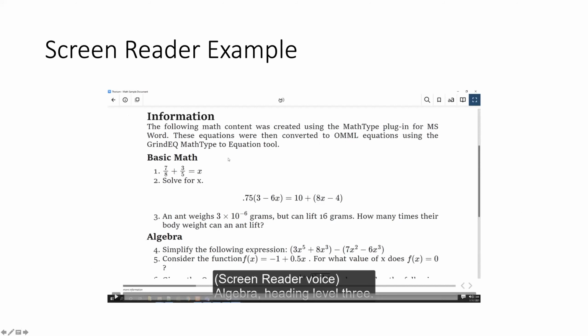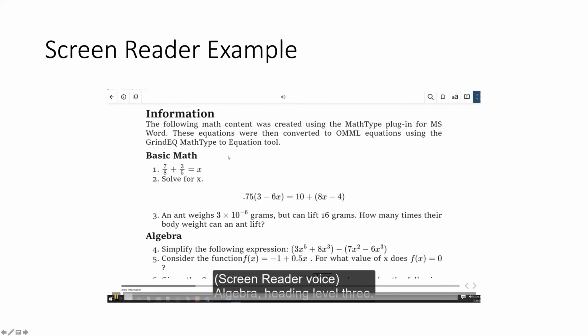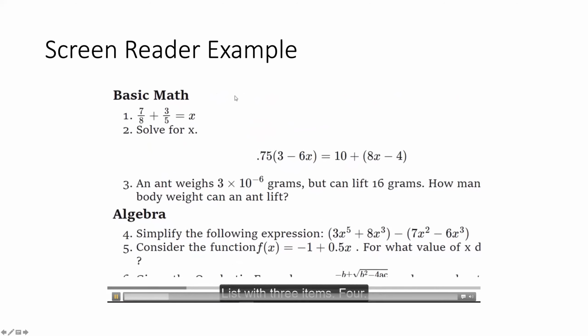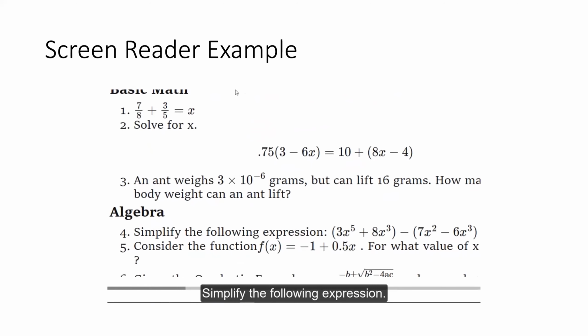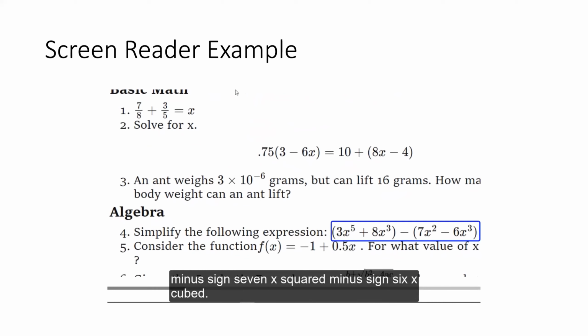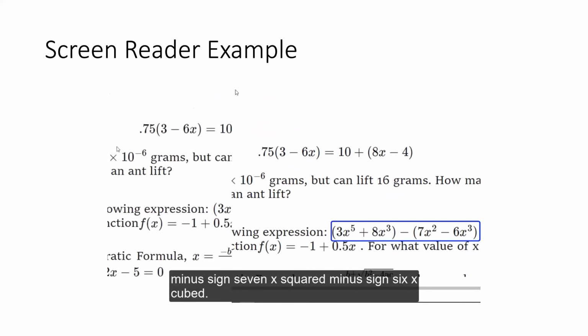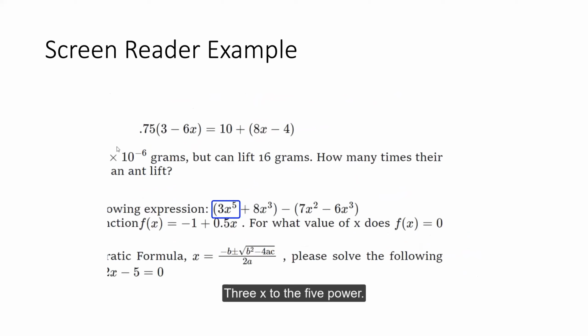So I'm going to give you an example of what accessible math sounds like. And as we go through, you'll be able to hear every part of the equation. Algebra heading level 3. List with 3 items. Simplify the following expression. 3x to the 5 power plus 8x cubed minus 7x squared minus 6x cubed. 3x to the 5 power plus 8x cubed.